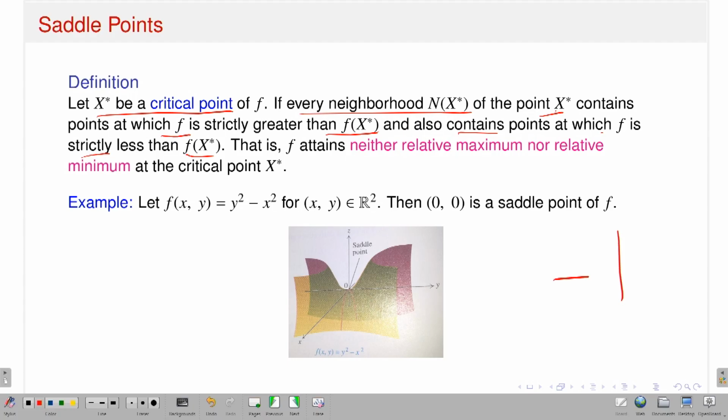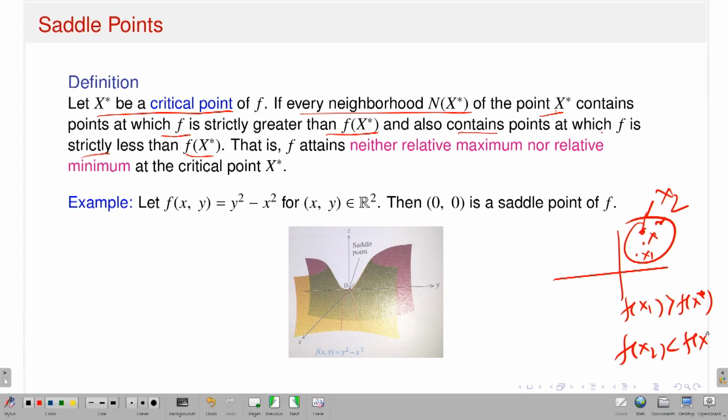So, suppose this is my point x star. Whatever neighborhood I take, any neighborhood, there should exist a point, say x1, where the value of f at x1 is strictly greater than f of x star, and there is another point x2 such that f of x2 is strictly less than f of x star. So I have one point where the functional value is strictly greater, and another where it is strictly less. That means the point x star is neither a local maxima nor a local minima. So f attains neither a relative maximum nor a relative minimum at x star, and that point x star is called the saddle point.